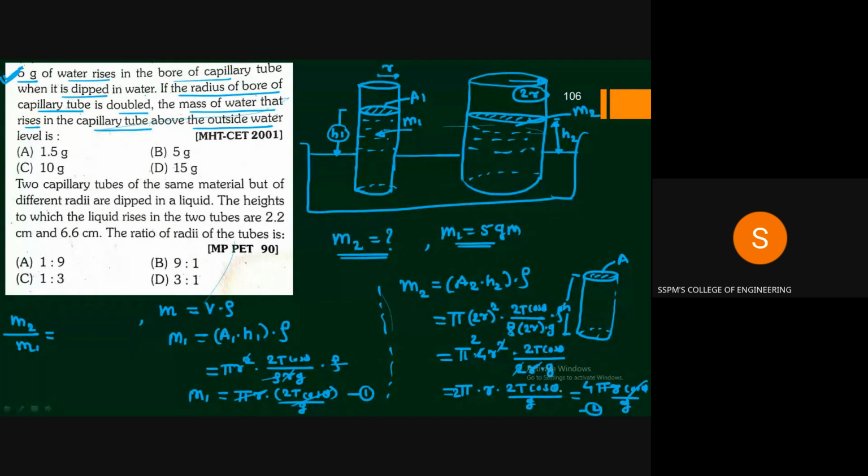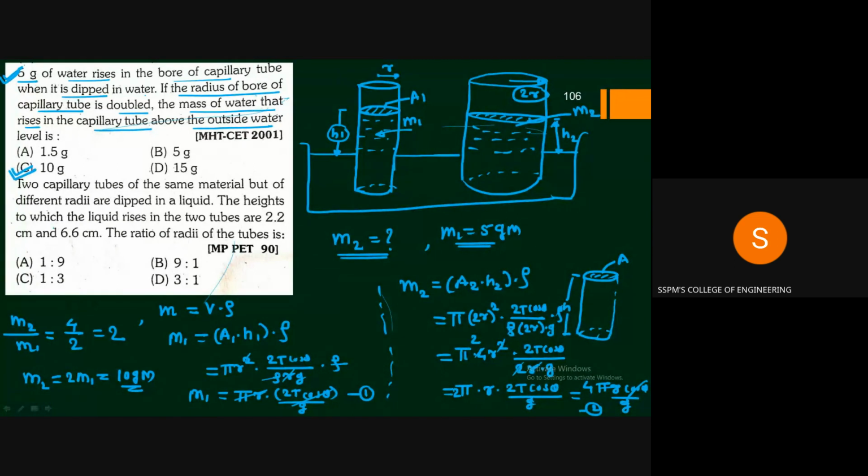So just 4 divided by 2, so this ratio is 2. So m2 is equal to 2 into m1. M1 is given as 5, so m2 is equal to 10 gram. So the correct option is option C.